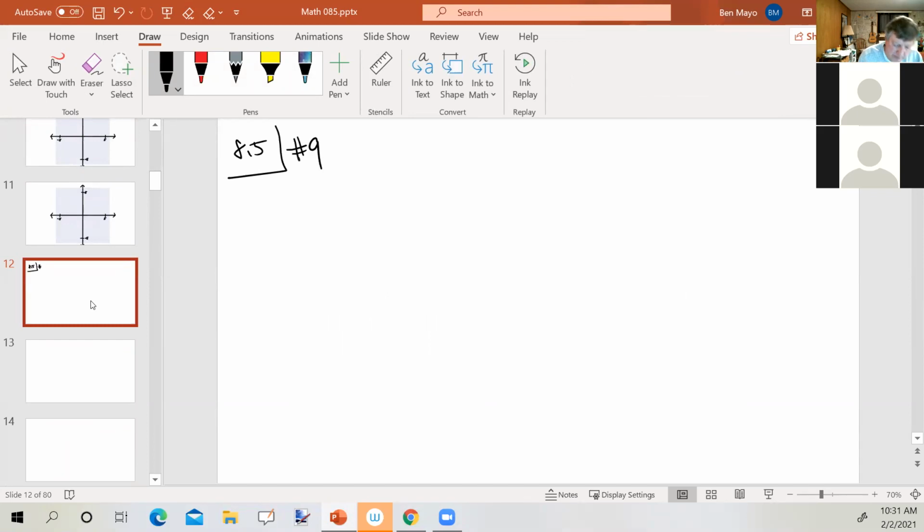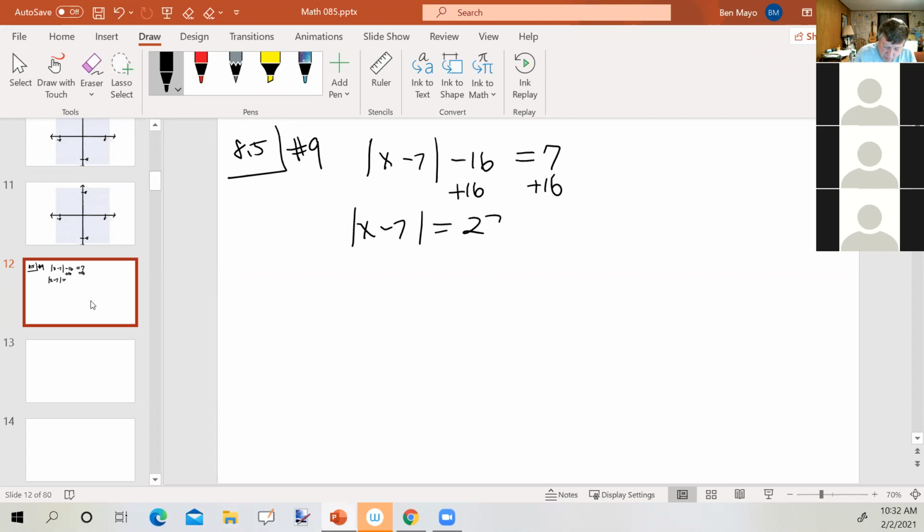The first one is number 9. It says, solve the equation. And we have the absolute value of the quantity x minus 7, and then minus 16 equals 7. So to solve this absolute value equation, the first thing we want to do is isolate the absolute value term. So we're going to start out by adding 16 to both sides of the equation, which gives us this.